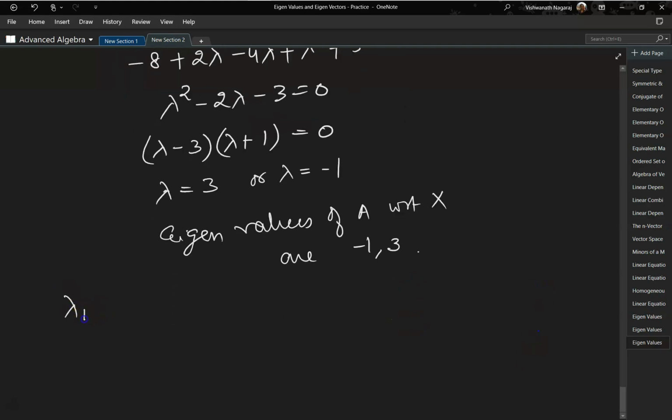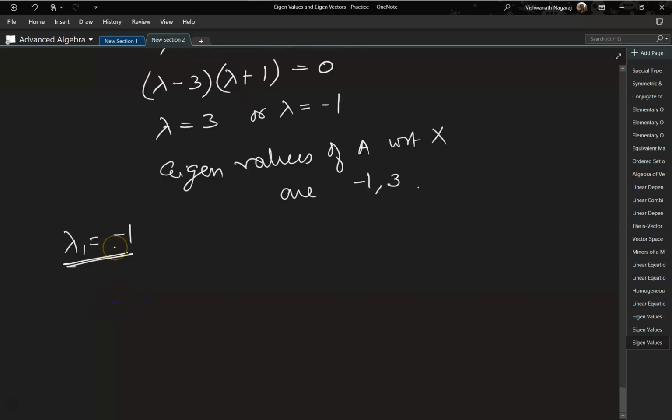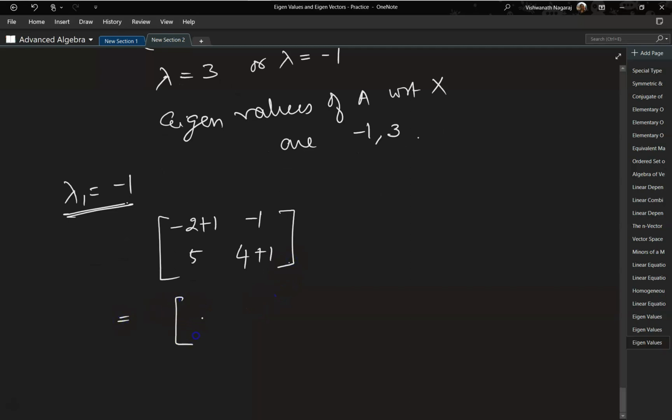So let's take lambda 1 is equal to minus 1. Corresponding to this eigenvalue, we have to find the eigenvector. So let's figure out the vector. Minus 2 minus lambda, so minus 2 minus minus 1, plus 1, minus 1, 5, 4 minus lambda. So this becomes equal to minus 1, minus 1, 5, 5.